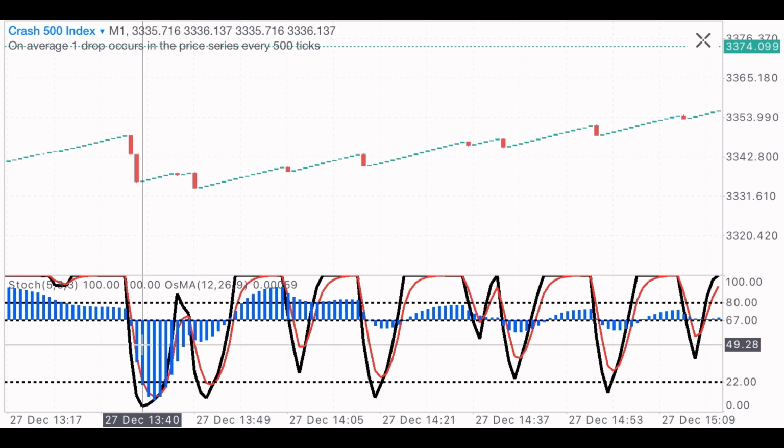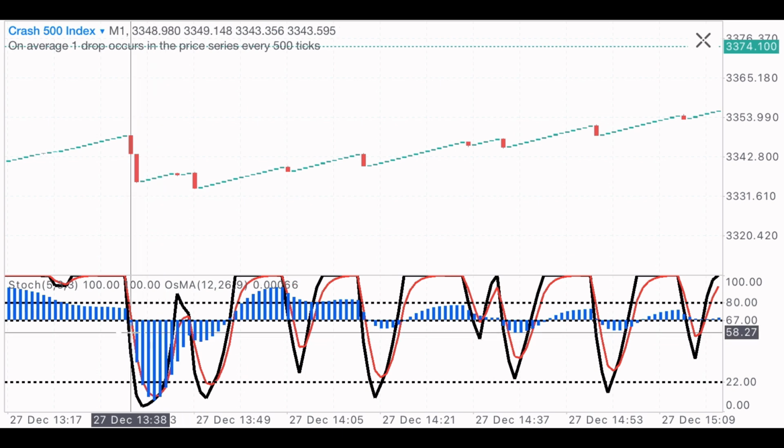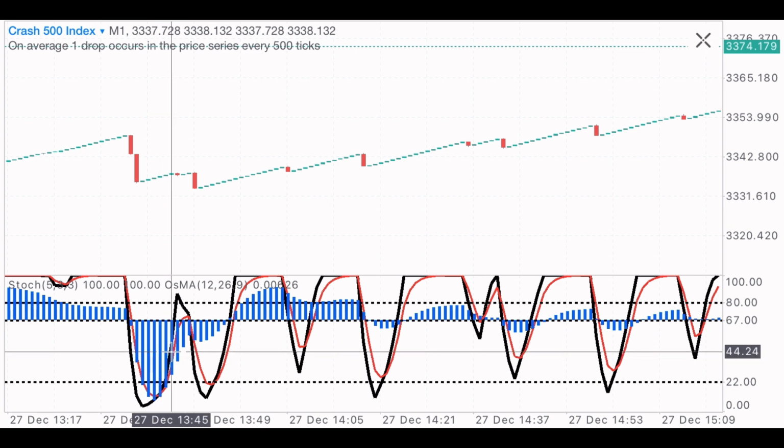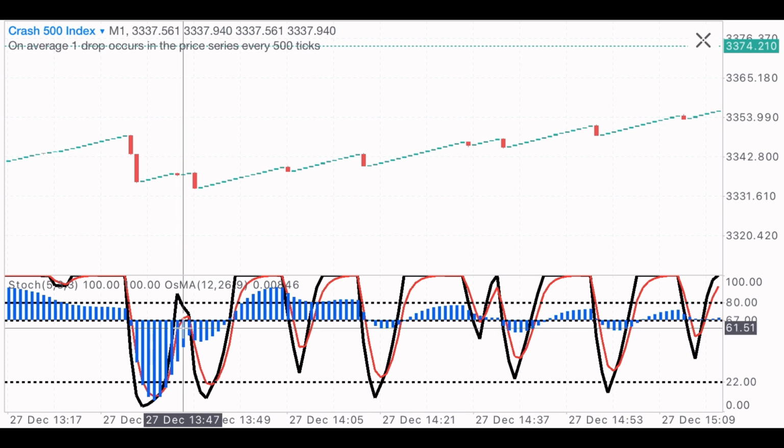Your entry point is going to be after the spike inside the stochastic oscillator. When the moving average of the oscillator is inside the stochastic oscillator at the down point, you take a buy, then you exit when it crosses the stochastic oscillator. Then when it's going in an uptrend, you place a buy again, right?